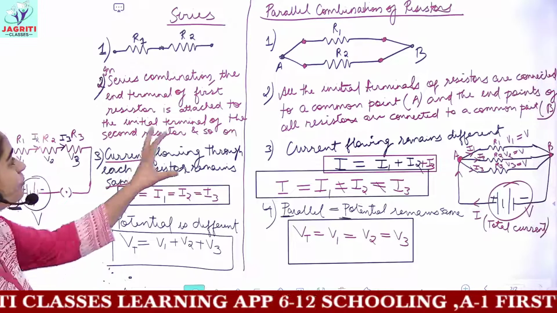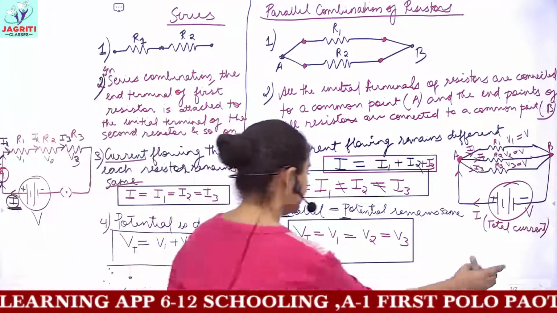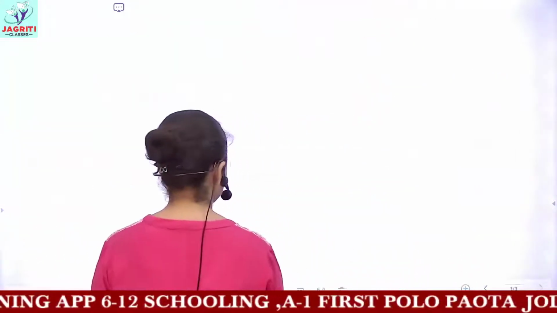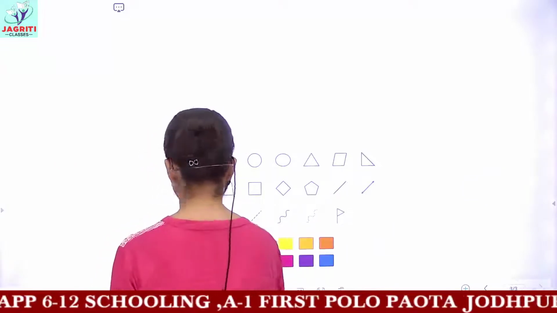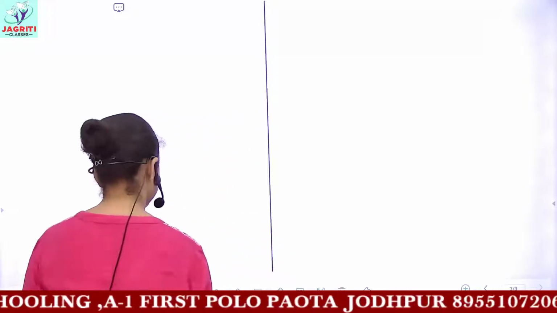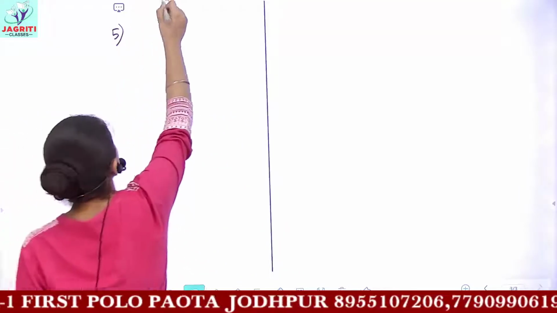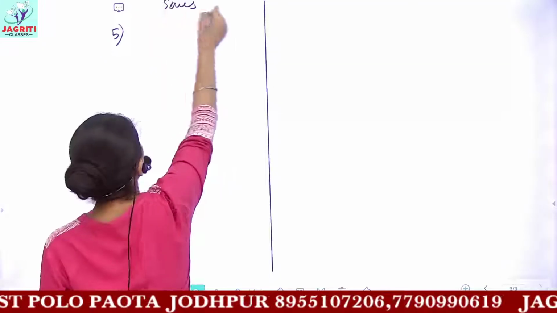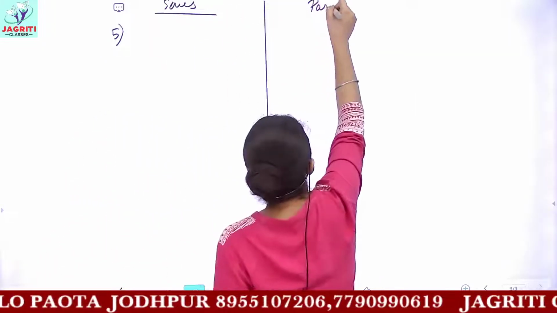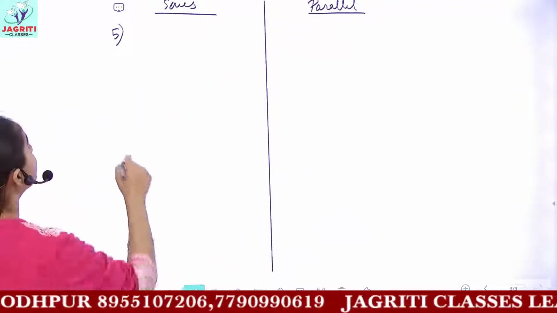And now we have to find the effective resistance. I hope these four points are clear. So moving on to the effective resistance between series and parallel combination. The fifth point would be this. We have our series combination, and this one is our parallel combination. So what is the fifth point?